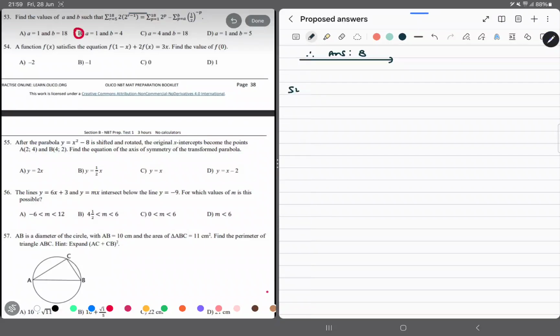So we've got question 54. So this is with respect to function f of x, which satisfies this particular equation. F of 1 minus x plus 2 times f of x equals 3x. Okay, so now we need to find f of 0. Okay, that's easy. So let's see if we look for this f of 0. So this means we will substitute.